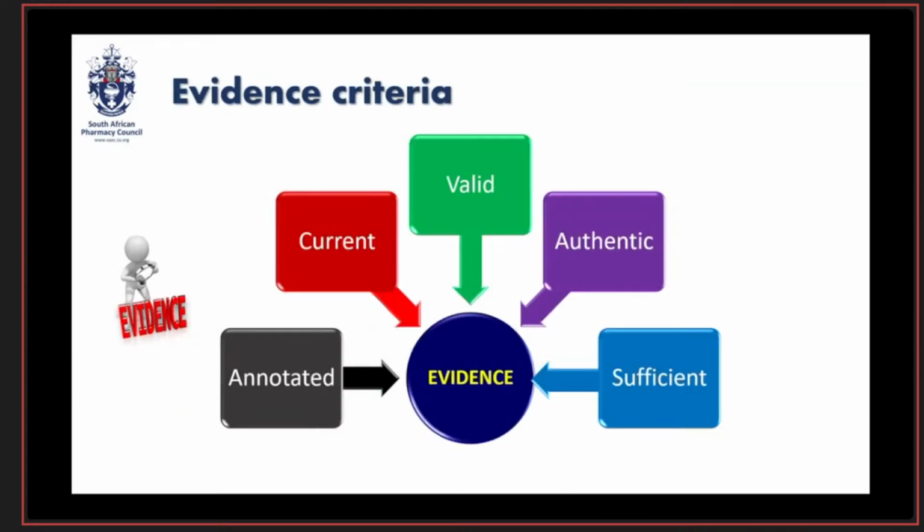Now we get to the evidence. The evidence is very important, and the criteria for your evidence is very important, and you have to make sure that you address all of them in your evidence. So the criteria for evidence, it should be annotated, which is very important. Well, all of them is very important, but we'll look at annotation specifically in more detail. It should be current, it should be valid, it should be authentic, and it should be sufficient.